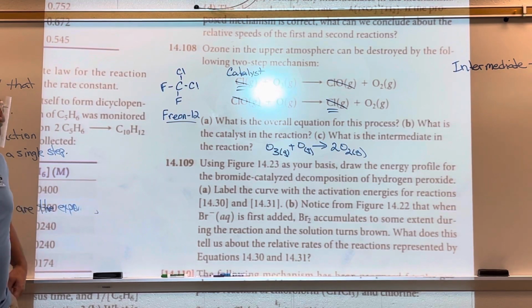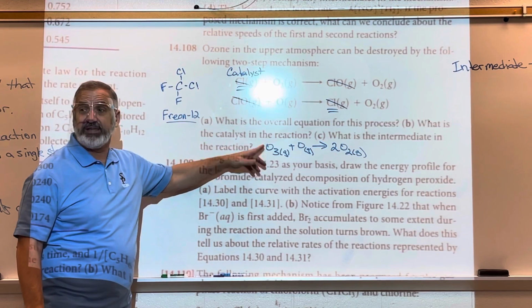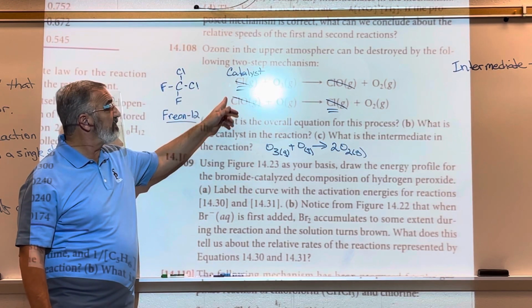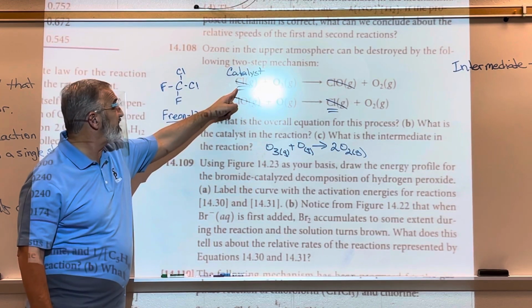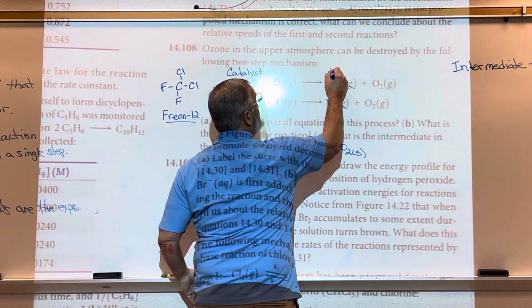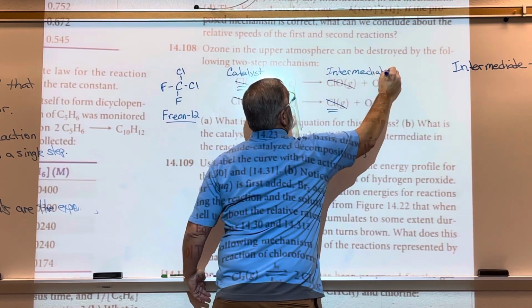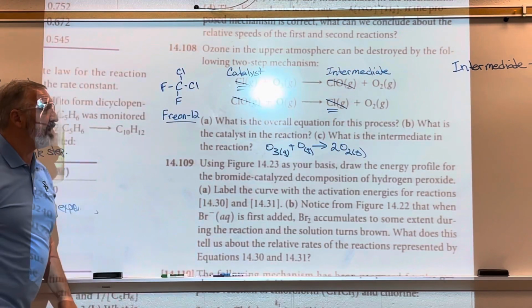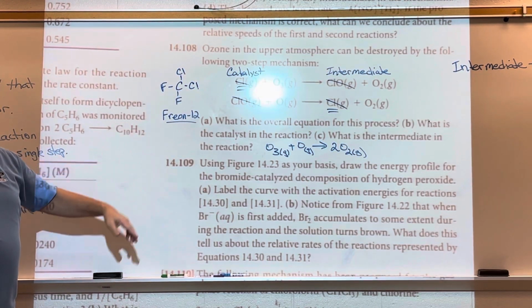So I mean, most of the time they say, what's the rate law going to be of this? We just got to make sure this adds up to that. But in this case, they're saying, okay, if this is the mechanism, what's the overall? There must be this reaction. But again, note that this is the catalyst. This is your intermediate. Now, what is the catalyst in the reaction? What's the intermediate? We just did that.